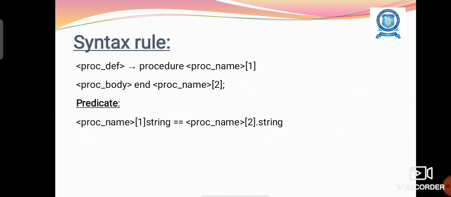Syntax rule: procedure define, PROCDF → procedure name 1, procedure body, end procedure name 2. Predicate: procedure name 1 string equal to procedure name 2 string.